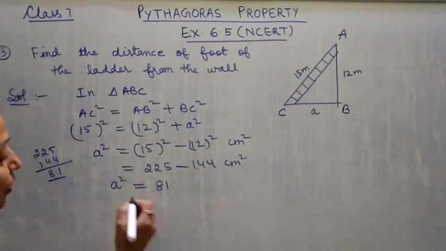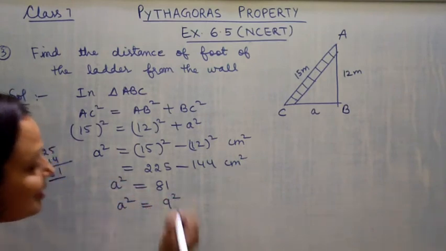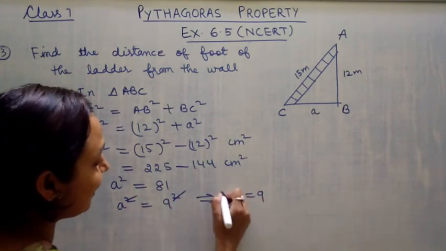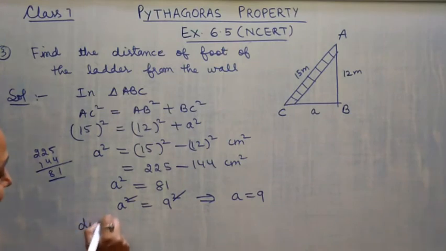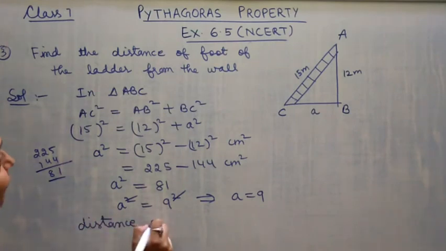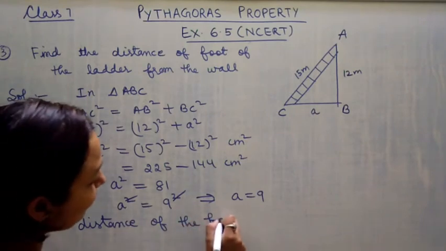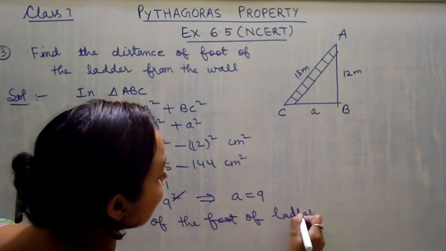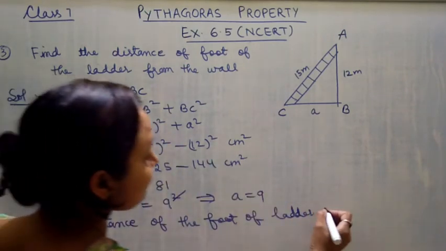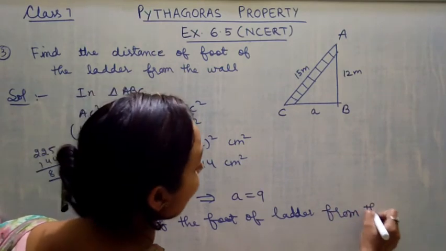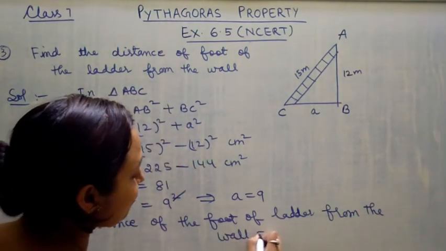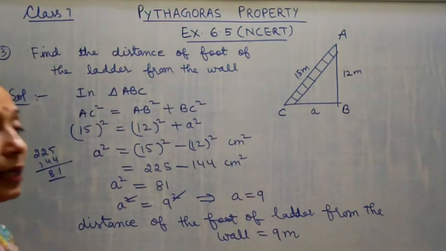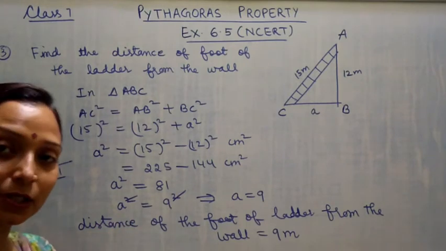This is A square. So I will write it as 9 square. 9 9s are 81. This 2 and 2 will cancel and the value of A is 9. So I will write the statement: distance of the foot of the ladder from the wall is equal to 9 meters. Okay, so this is the way to solve the question. Now come to the next question.